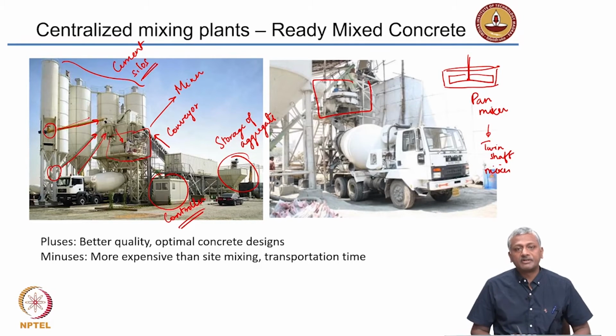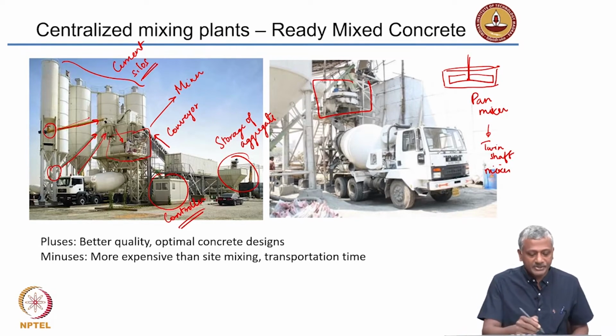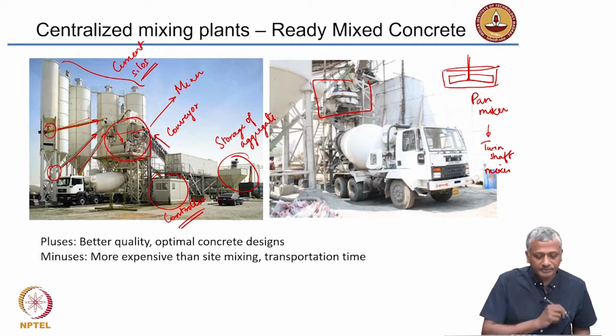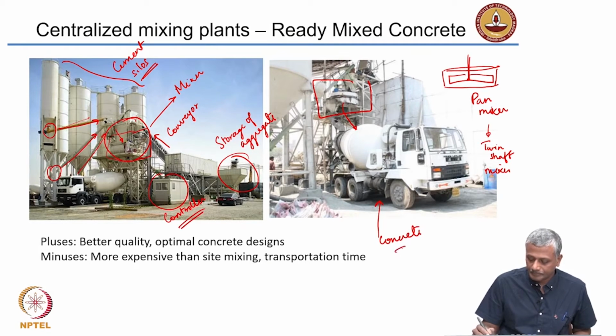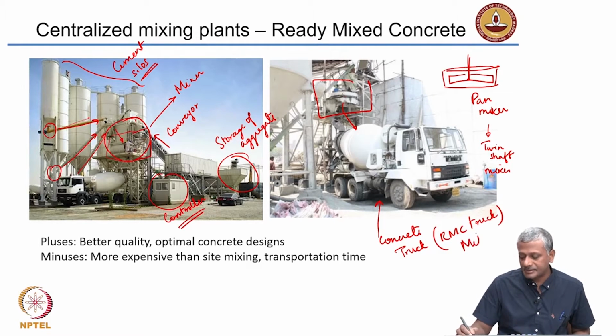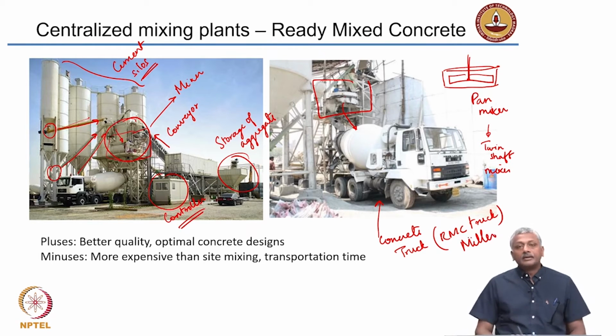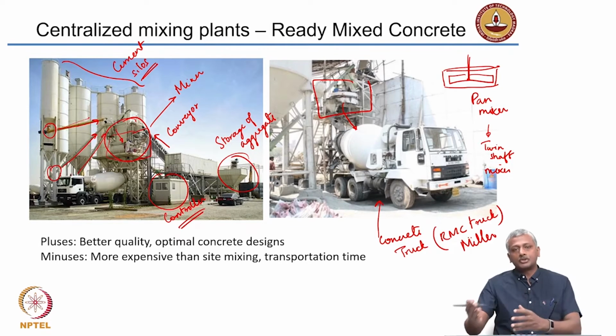That improves the mixing efficiency. Okay. So, here what happens is after all the materials come into this mixer, they are mixed properly and then they are discharged into this concrete truck. So, that is a concrete truck, or we sometimes call it RMC truck, or sometimes it is even called as a miller. Okay. These are the trucks that are carrying the concrete from the central mixing plant to the job site.